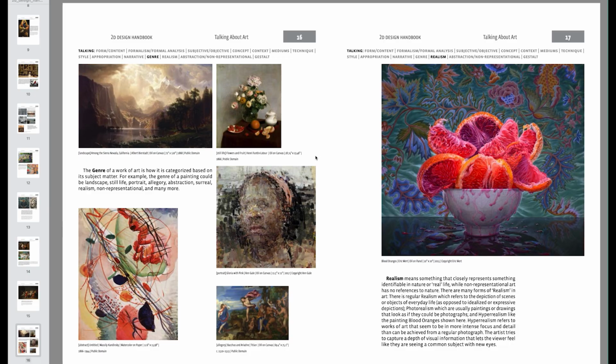So realism. Realism is something that closely represents something identifiable in nature or real life. While non-representational art has no references to nature, there are many forms of realism in art. There is regular realism, which refers to the depiction of scenes or objects, everyday life, as opposed to idealized or expressive depictions. Photorealism, which are usually paintings or drawings that look as if they could be photographs, and hyperrealism, like the paintings of blood oranges seen here. Hyperrealism refers to works of art that can seem to be more intense focus on the detail that can be achieved from a regular photograph.